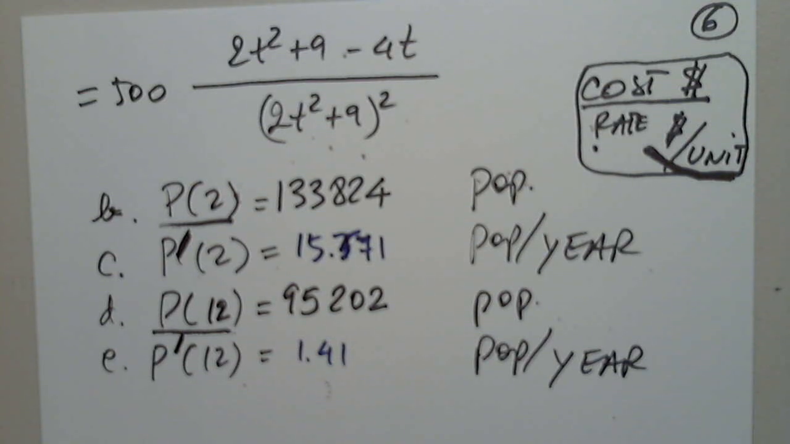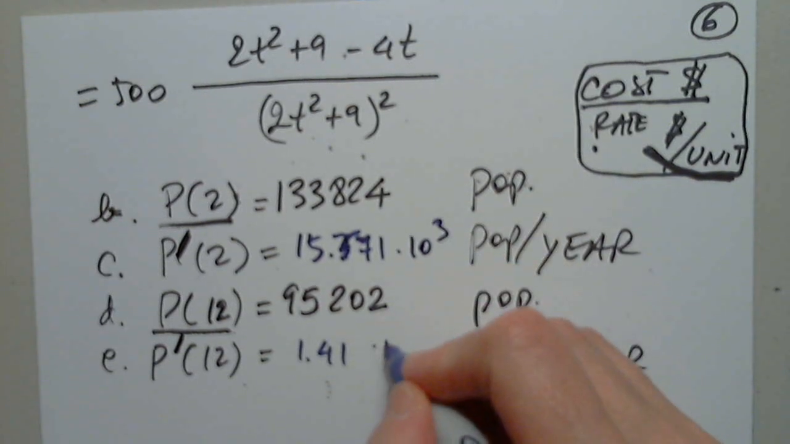Can you read out the function? Can you read out P prime of 2, because it's a bit blurry. I can't see it. Like C, can you read out C, D, and E, and C and D, please? So P prime of 2 is 15,571, and P prime of 12 is 1,411. So this is times 10 to the third.